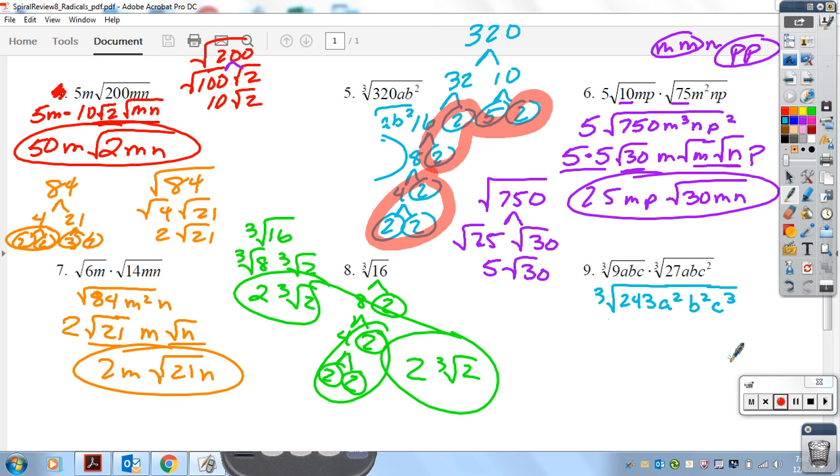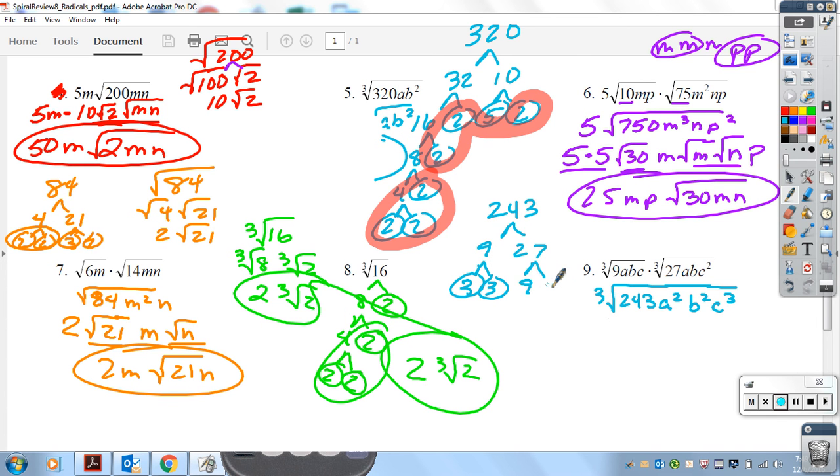243. Break down 243. I'll break it down using the prime factorization way for you. Well, one thing I do know is that it's 9 times 27, because I just multiplied that. 9 is 3 times 3. 27 is 9 times 3. And 9 is 3 times 3. 27, by the way, is a perfect cube, so we could have broken it down that way, but I like to put them back together first.